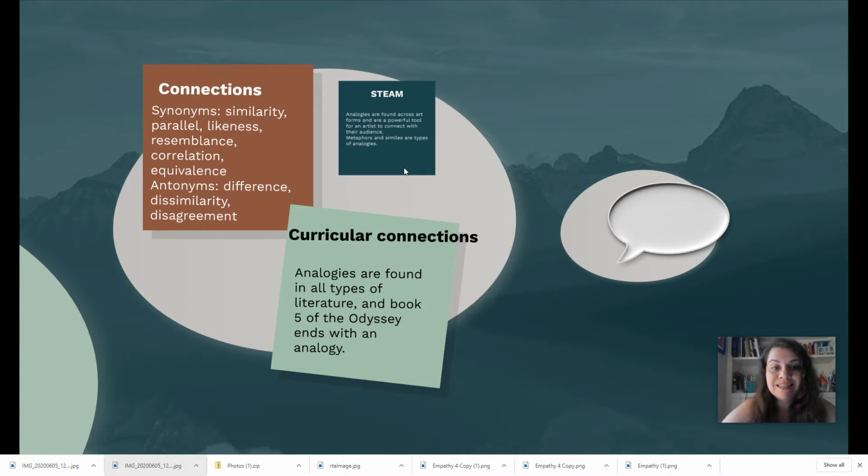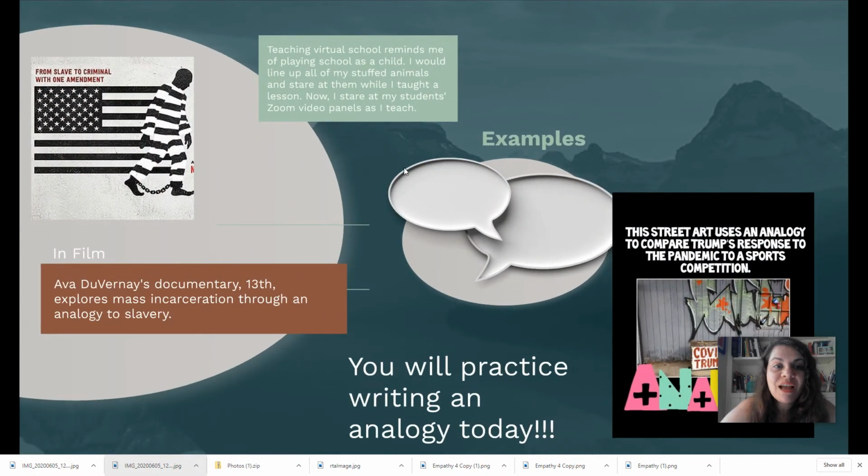So here are our examples. All right, so a film version of an analogy is Ava DuVernay's documentary 13. If you've seen that, it's on Netflix. And in this film, she explores the connection between slavery and mass incarceration. That is an analogy. She's explaining the problems with mass incarceration by comparing it to something that we all know is awful, which is slavery.